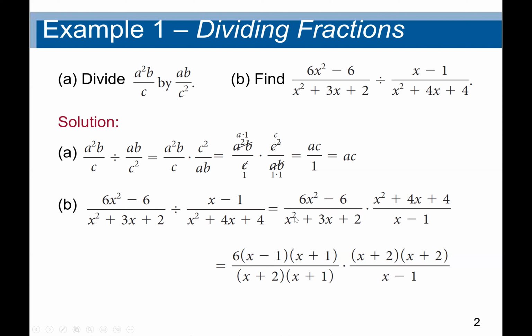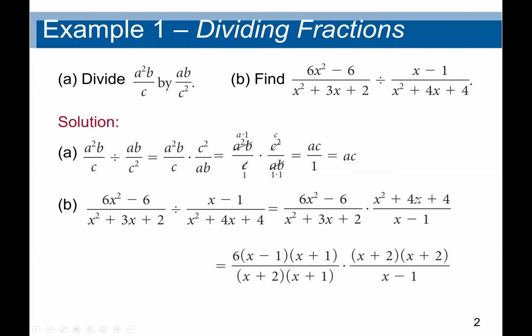Then below we have x squared plus 3x plus 2. Here we can use our factorization of trinomials. So we look for two values that, when we multiply, we get 2, and when we add, we get 3. That would be 2 and 1. 2 times 1 is 2, 2 plus 1 is 3. So we get x plus 2 times x plus 1.